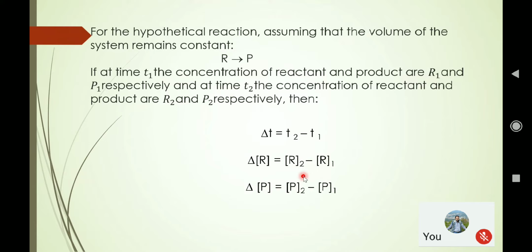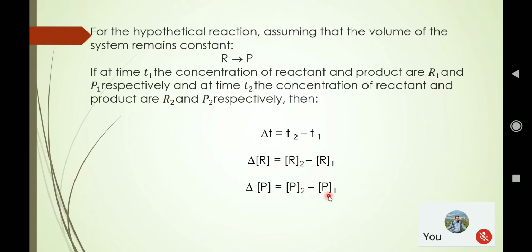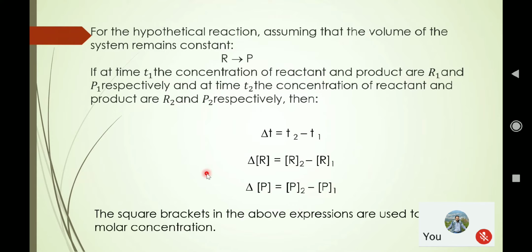Now the change in concentration of product is also the final concentration of product minus its initial concentration, and since in a chemical reaction the product's concentration increases, the final concentration will be more than the initial concentration of the product, hence delta P will be positive. Here the square brackets are used to express the concentration of reactant and product.